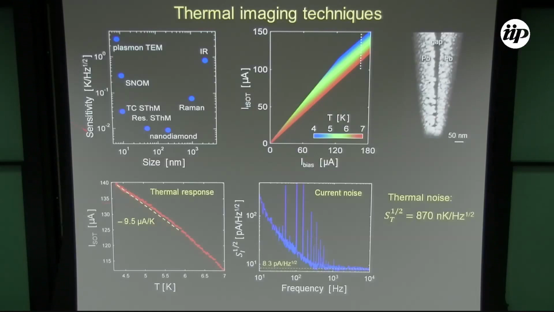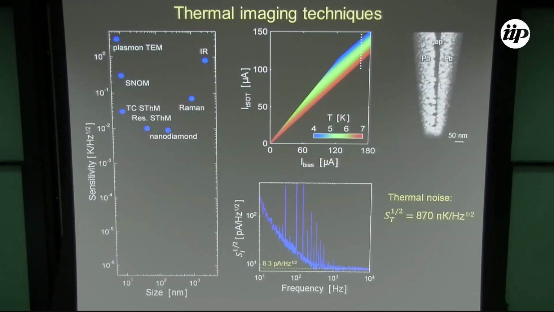So if we want to compare it to the existing techniques, we have to expand this logarithmic scale, and our device is here. It is 4 orders of magnitude more sensitive than any other existing technique for thermal imaging. In addition, and what is even more important for us, is that all these techniques are essentially room temperature techniques, and they cannot work at low temperatures for fundamental reasons.